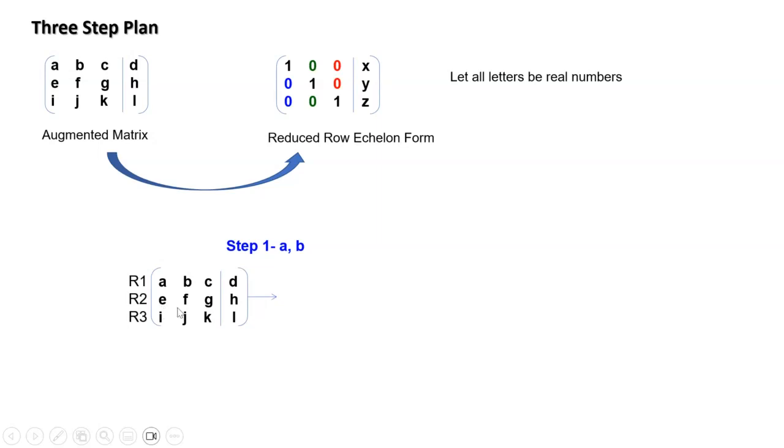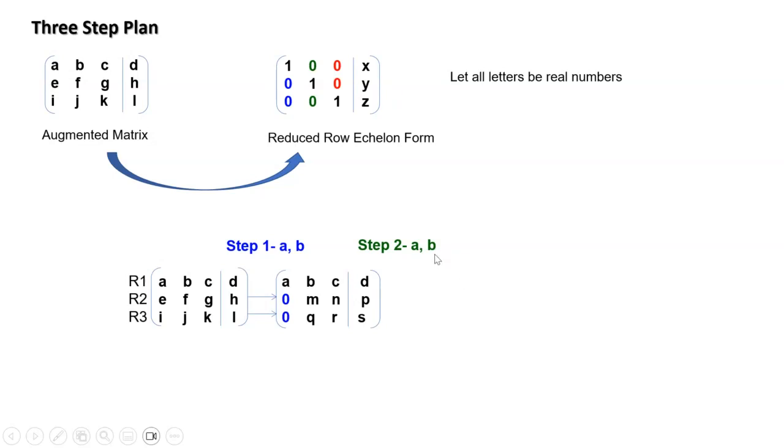So row 2 is going to change because the E has to be a 0, and also row 3 is going to change because the I has to be a 0. After you execute step 1, this is what you should see. I also changed the letters here, guys, because you will not get the same letters after the first step.